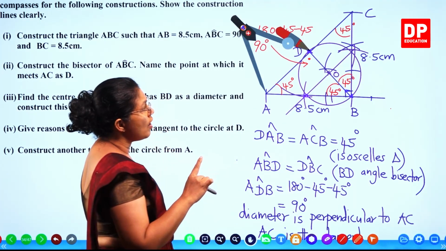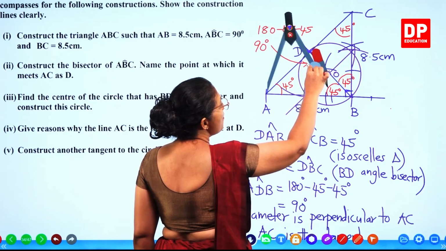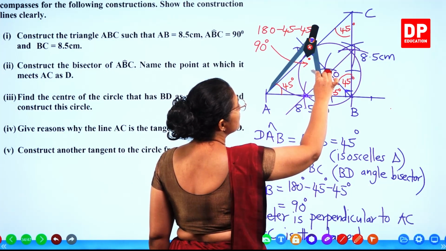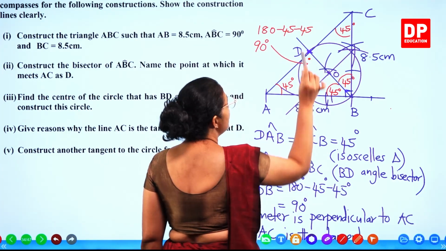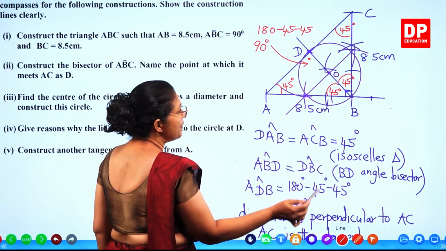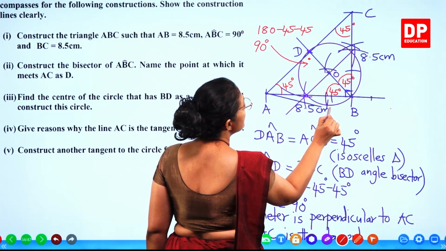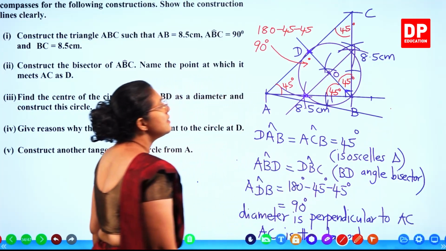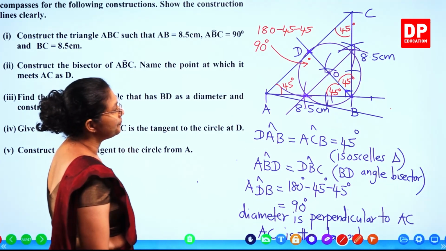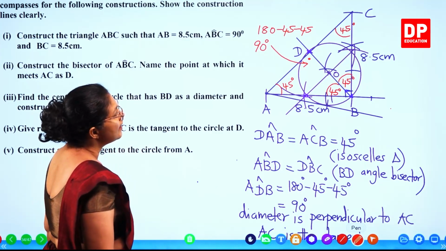So to draw another tangent, you can take the same length and mark on the circle. So let's mark the point. The point is here. And now take the ruler and connect the A point and that point. So that's the other tangent line. So that's the last part.